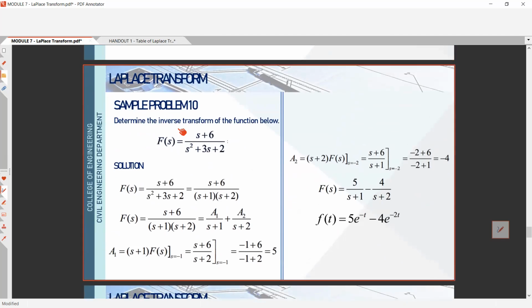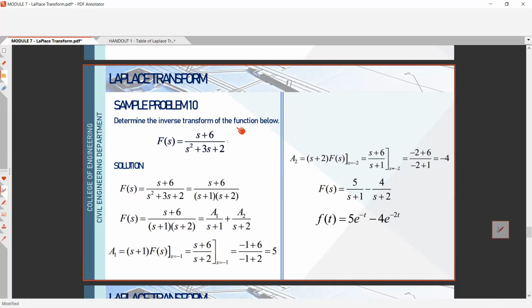So solve muna natin tong isa. Determine the inverse transform of the function below. Di ba by rule of thumb kanina, if yung roots of the denominator mo is a complex number, therefore, pag s squared lang, you will do completing the square. Yun lang yung gagamitin mo. However, if you find out na yung roots naman is a real number, you will do partial fractions. So gagamitin natin dito is partial fractions kasi ang roots nito is -2 and -1. That is the roots. Ay, sorry. +2 and positive.